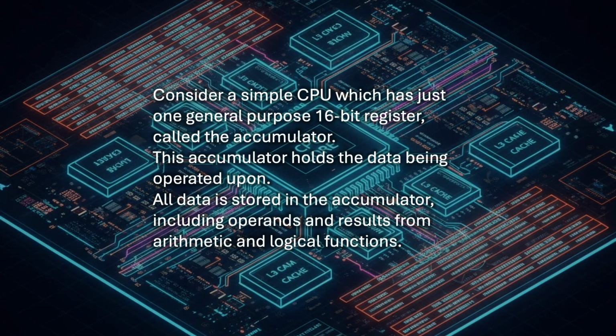Consider a simple CPU which has just one general-purpose 16-bit register, called the accumulator. This accumulator holds the data being operated upon. All data is stored in the accumulator, including operands and results from arithmetic and logical functions.